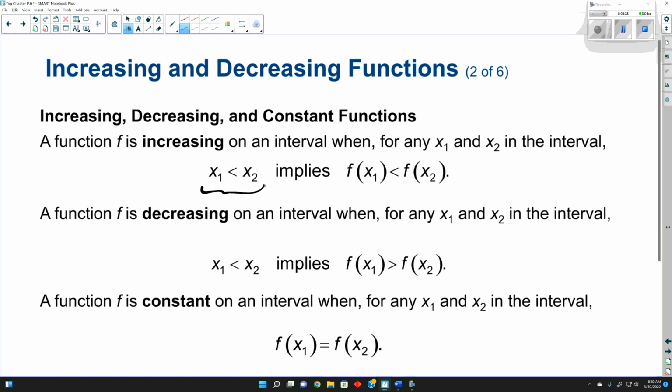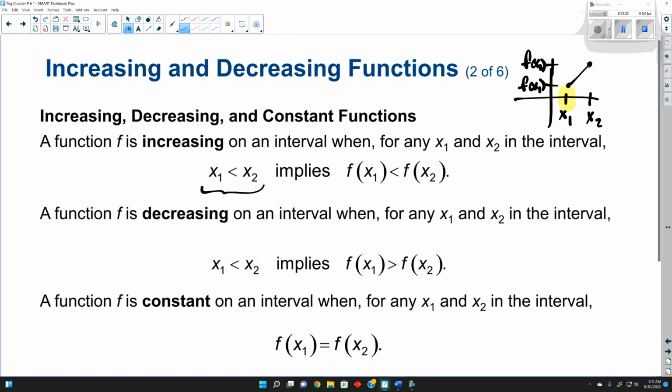So if we're looking at a graph, well, I have this x1 value, which is less than this x2 value. We're talking about increasing on the x-axis. And f of x1, this point here, is going to be less than f of x2, the y value. So it should be going up. That's all it's saying, is that the x value that we start with is less than the other one. It's moved farther right, and the y values went up. That's all we're talking about for increasing. Decreasing.